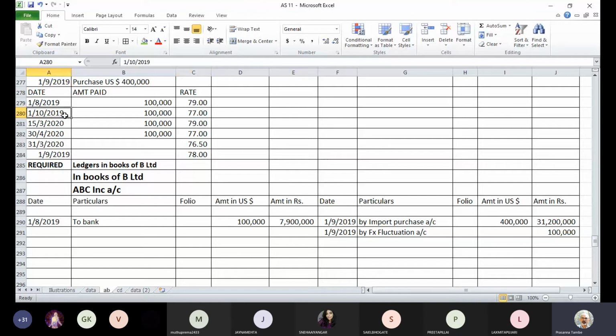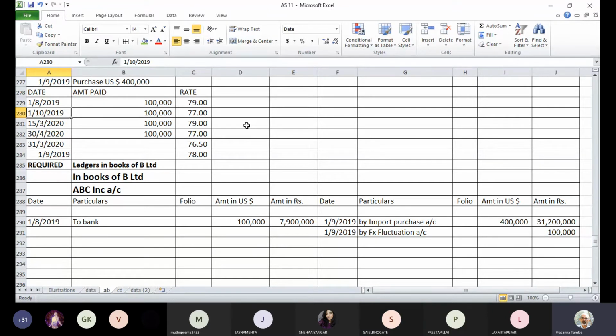So next payment is 1st October, $1 lakh at 77. Now 1st September, when you book the transaction of purchase, it was 78 rate, and now the dollar rate has fallen to 77 rupees. So will you make a gain or will you lose in the process? We are accounting in the books of importer. If the rate goes down, will the importer gain or will he make a loss? Yes? Gain, sir. It will be a gain for an importer. The importer will stand to gain if there is a fall in the rate.